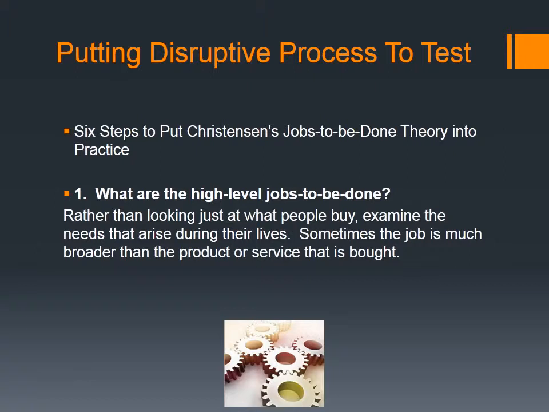Christensen puts together a six-step process to put the disruptive innovation model into practice. Let's look at each step individually. Step 1. What are the high-level jobs to be done? Rather than just looking at what people buy, examine the needs that arise during their lives. Sometimes the job is much broader than the product or service that is bought.